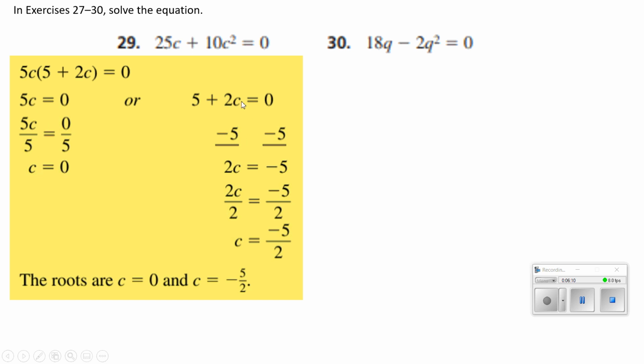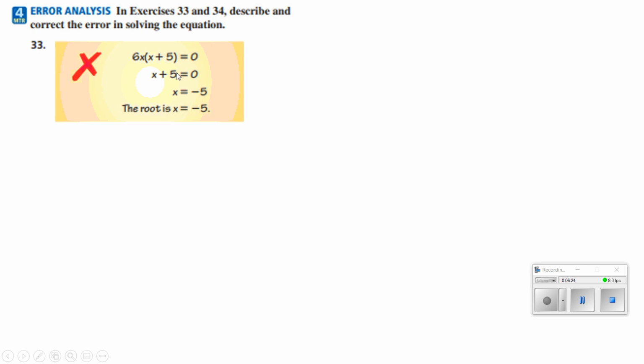And then over here, I would have to go ahead and subtract 5 from both sides. That'll give me 2c equals negative 5. And then I'll have to divide 2 away, which will give me negative 5 over 2. 30 is for you to do.